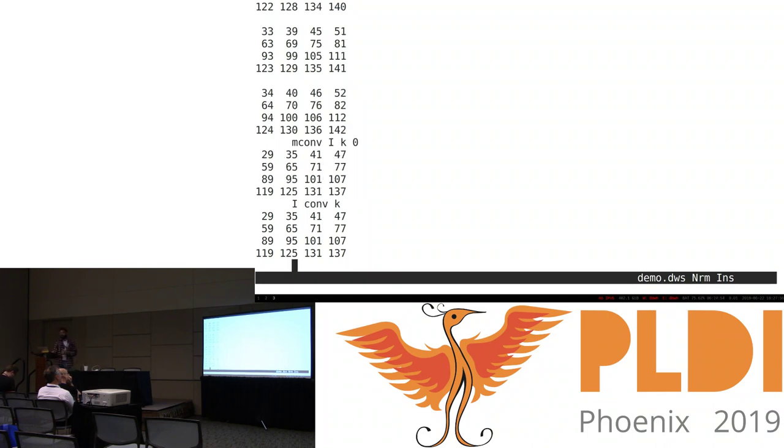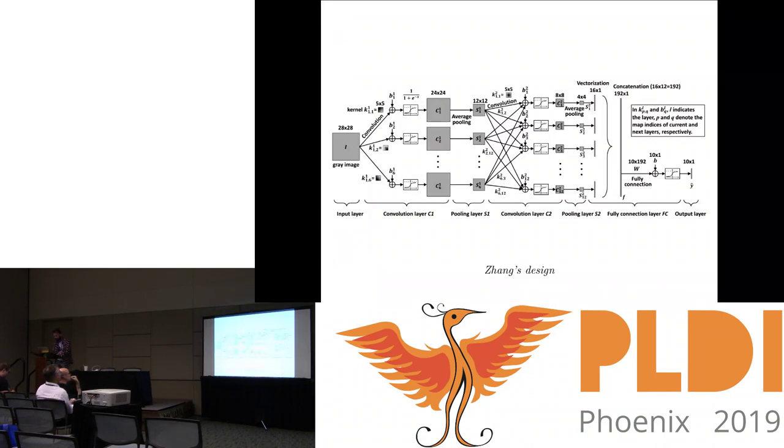So this mconv is the most generic convolution that we have for doing multiple things at the same time. And if you look carefully here, it turns out that this mconv is good enough to do all the convolution layers here, including the fully connected layer. Right? So this is pretty obvious.